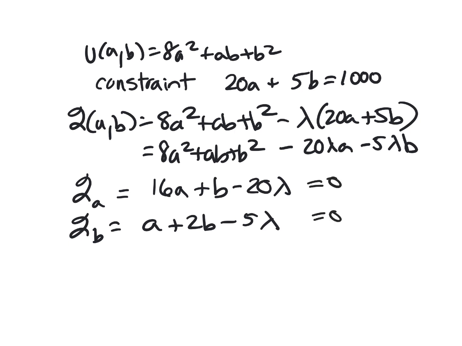So here's where I just noticed it might be easier so I don't have to work with fractions. So I'm going to isolate the lambda piece in the first. So 20 lambda is 16A plus B. Sorry, I need to make it so it actually looks decent. Okay, so 16A plus B equals 20 lambda. And in the second equation, if I isolate 5 lambda, I get A plus 2B.